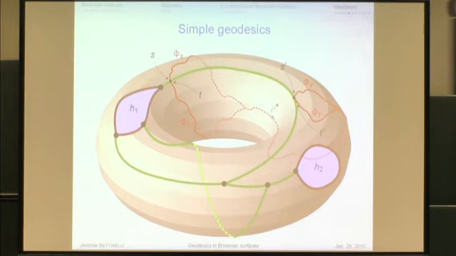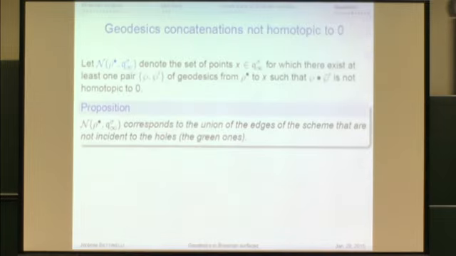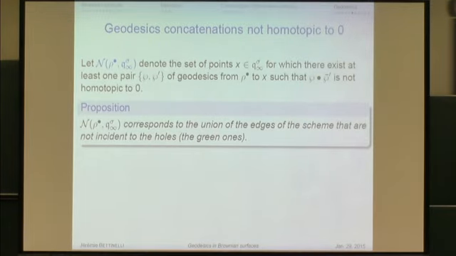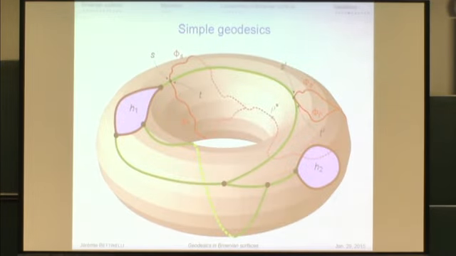Okay, so knowing this simple proposition allows you to compute some very nice quantities. For example, let me call N the set of points satisfying this property, that there are two geodesics forming a loop that is not homotopic to 0. Well, from the previous picture, this set just corresponds to the green edges here. That's the only point that will be actually visited from two different forests because, well, that's where the forests are glued.